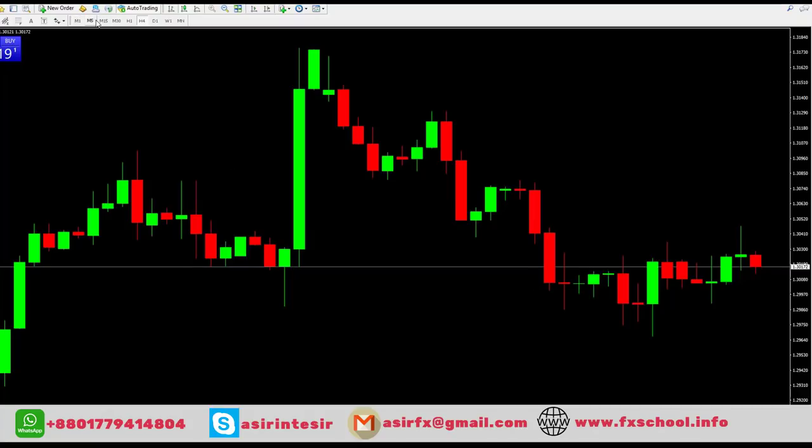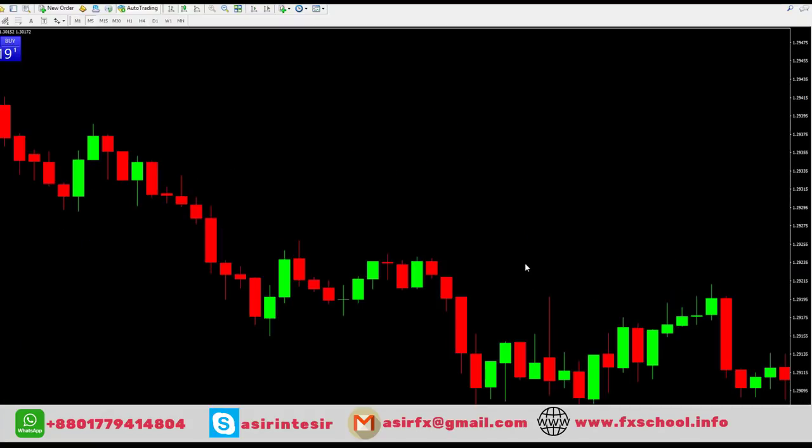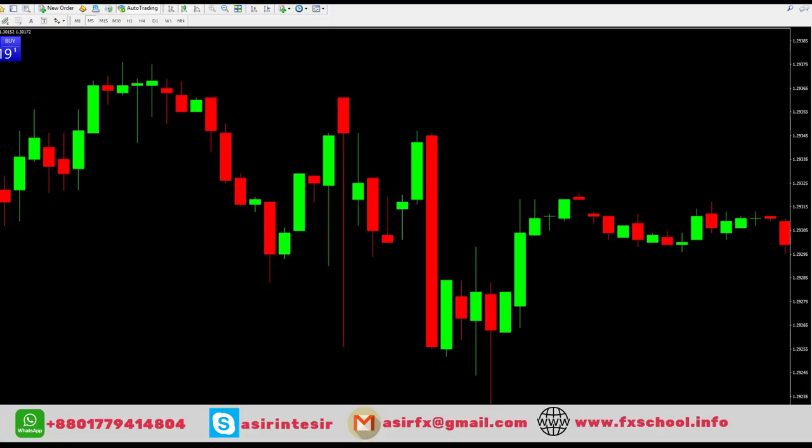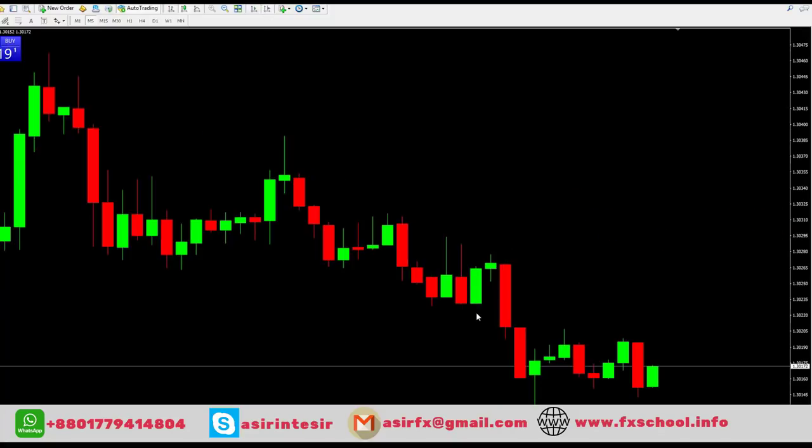And if I click M5, it means every candle shows you 5-minute history. So here you can see a green candle. It means in these 5 minutes the market went up, and now you can see the market is running. It means this candle started 5 minutes ago, and it's still going up. That's why it's showing me green.